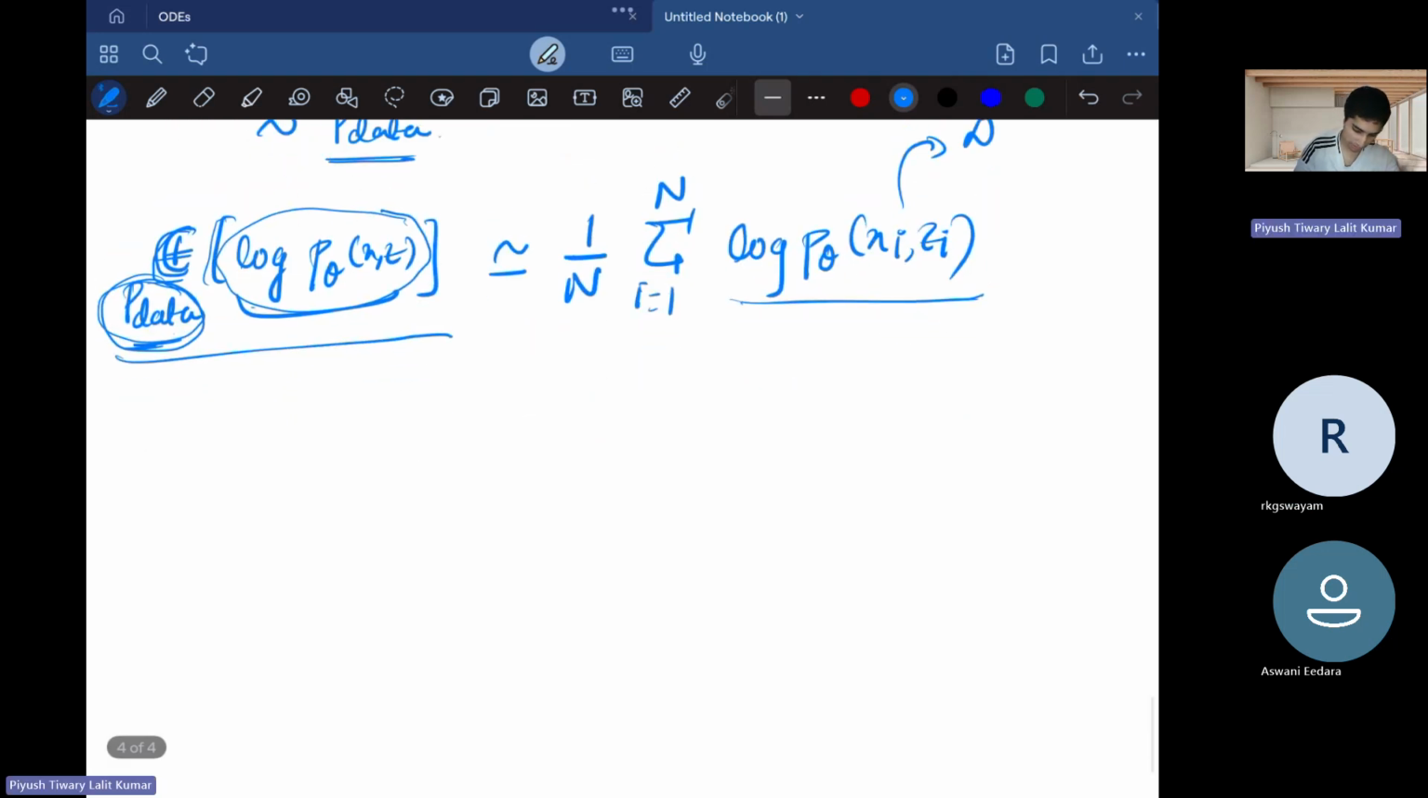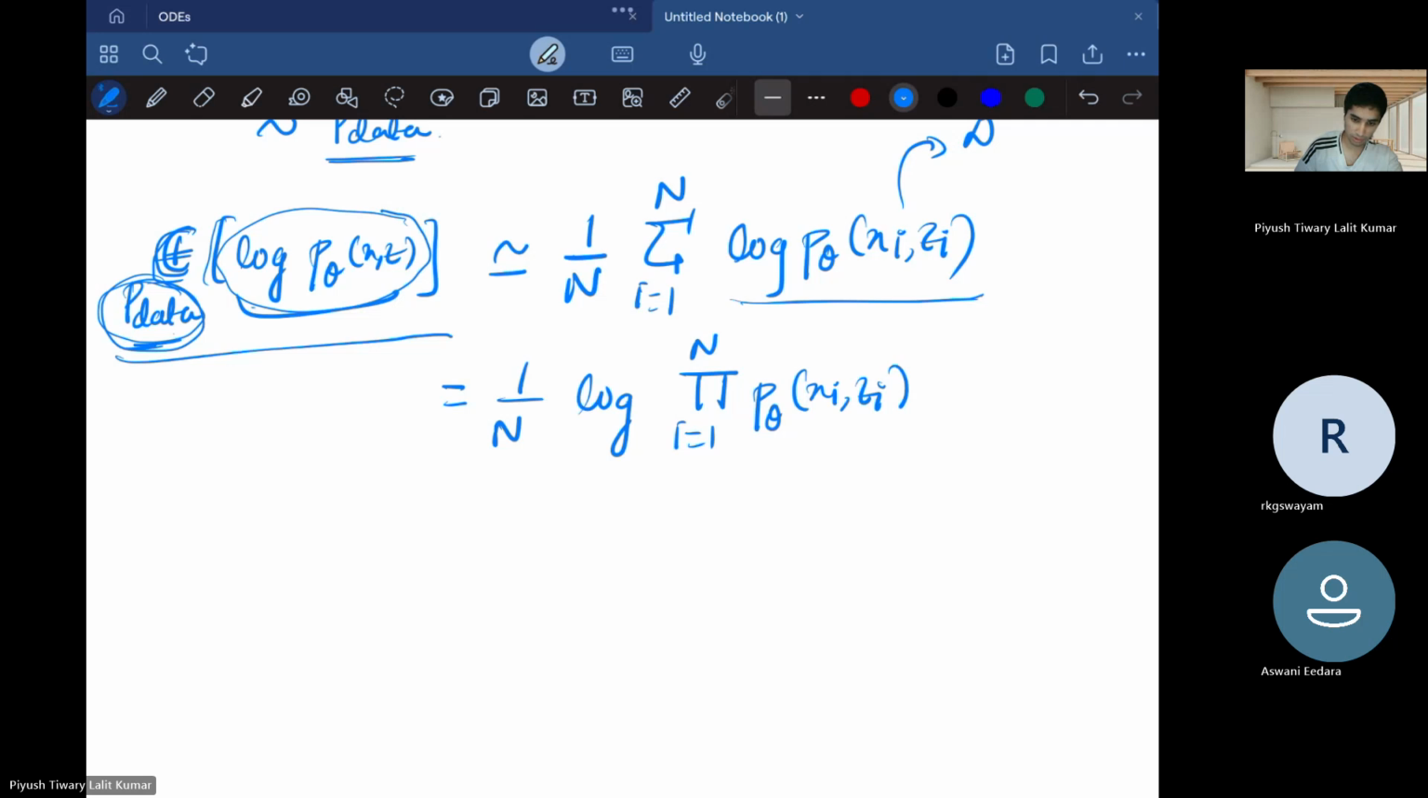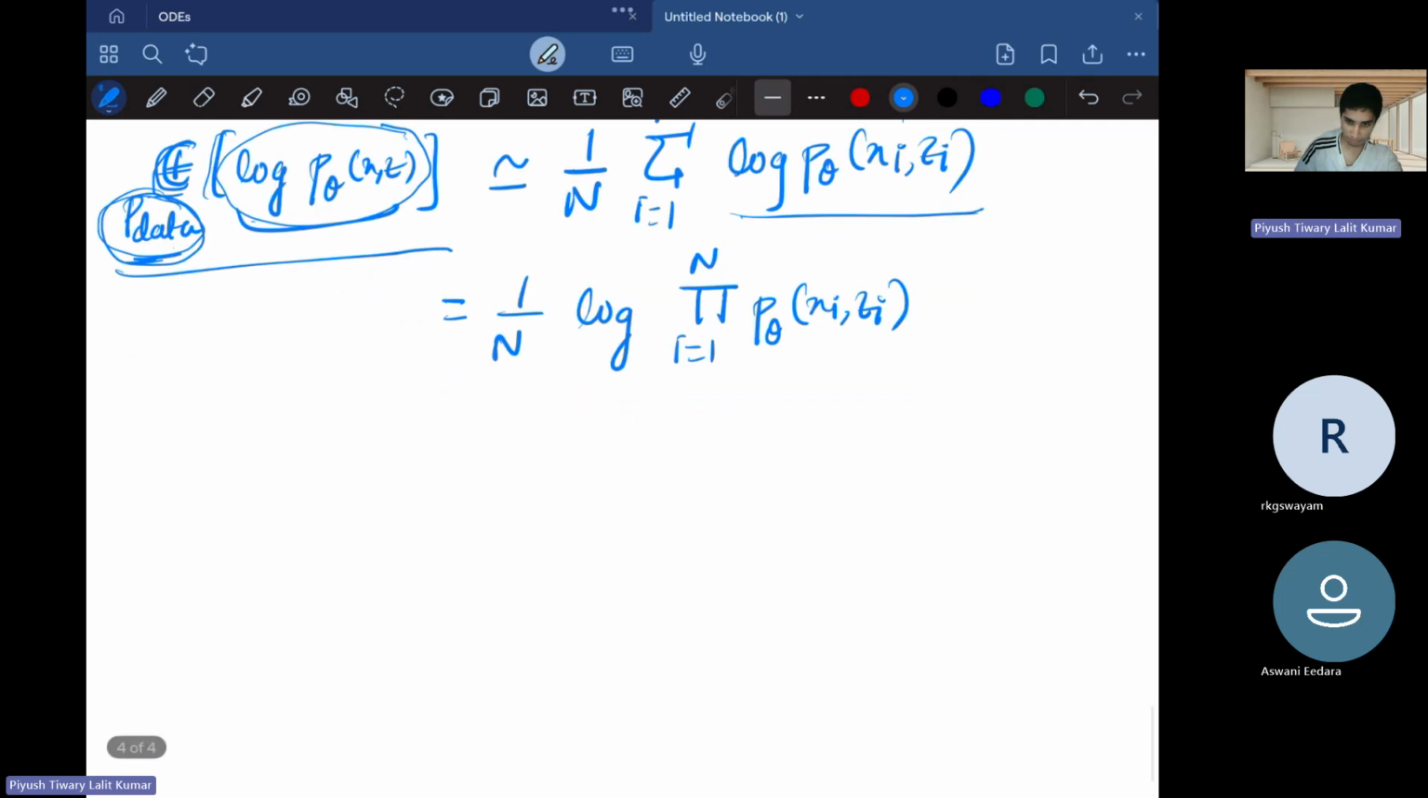So now what does this become? This is nothing but 1 by n, summation of log. Summation of log is nothing but log of product, right? So this is log of product of i going from 1 to n, p theta of xi comma zi.